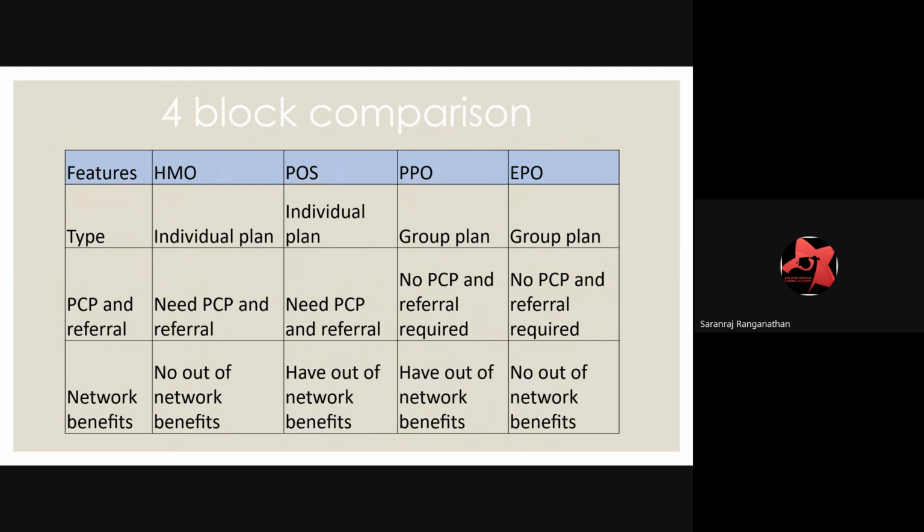Then next to that, network benefit. Network benefit means no out-of-network benefit for the HMO, and POS has out-of-network benefit, but we have to pay a little amount. Then PPO has network benefit and out-of-network benefit. Then EPO, no out-of-network benefit.